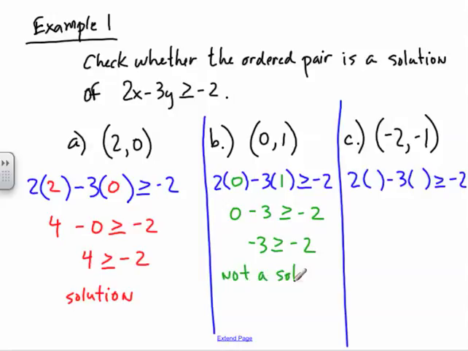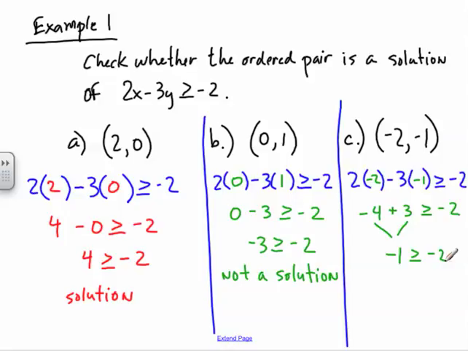When I graph this linear inequality, that point would not be in the shaded area. Okay? And then when I look at number 3 here, I'm going to plug in negative 2 for x and negative 1 for y. 2 times negative 2 is negative 4. Negative 3 times negative 1 is positive 3, is greater than or equal to negative 2. When I combine these two, I'm going to get negative 1 is greater than or equal to negative 2, and that's true. Negative 1 is bigger than negative 2.